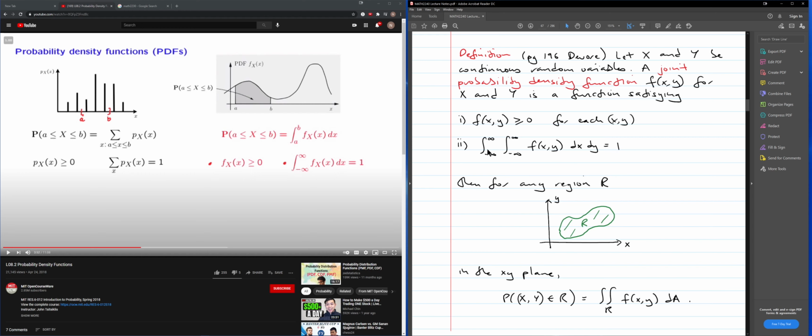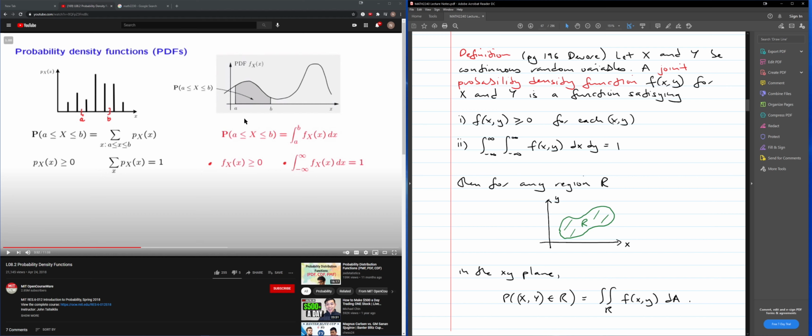Okay, so these are the properties of a joint PDF. The function of the two variables here, this joint PDF, needs to be bigger than or equal to 0. And when you integrate over the entire xy plane, you're supposed to get a probability of 1.